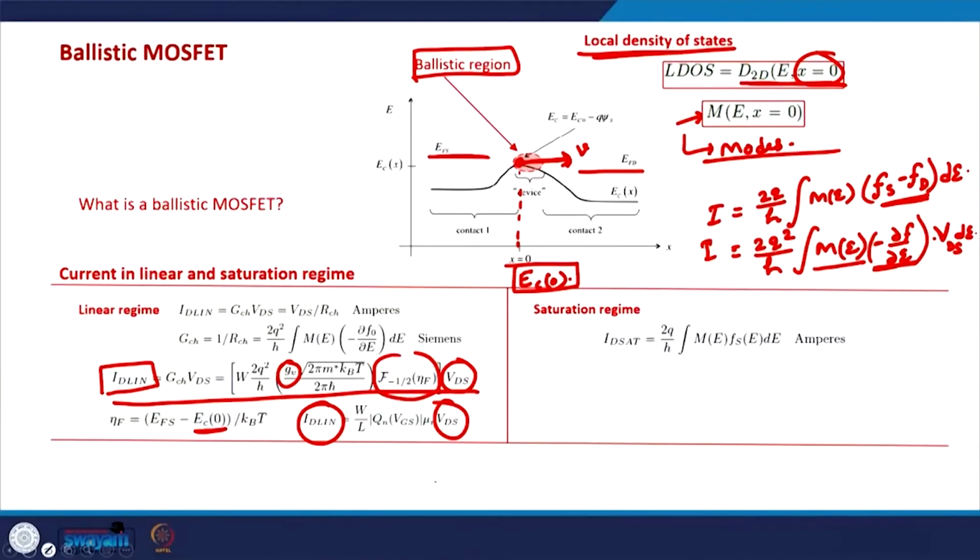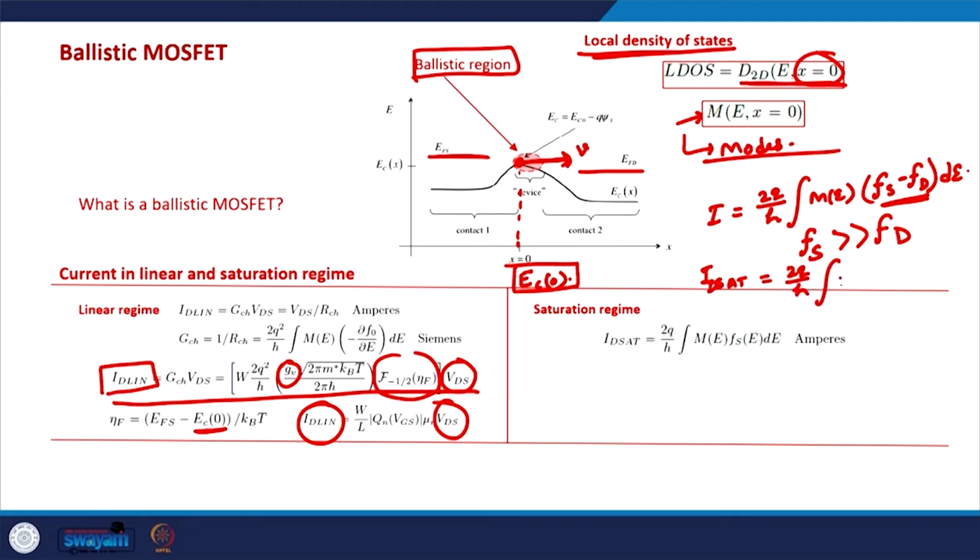In the saturation regime, starting with this expression, the applied voltage is relatively large, which gives us Fs much greater than Fd, which means that the current in the saturation regime, ID sat, can now be written as 2q by h integral of M(E) Fs(E) dE.